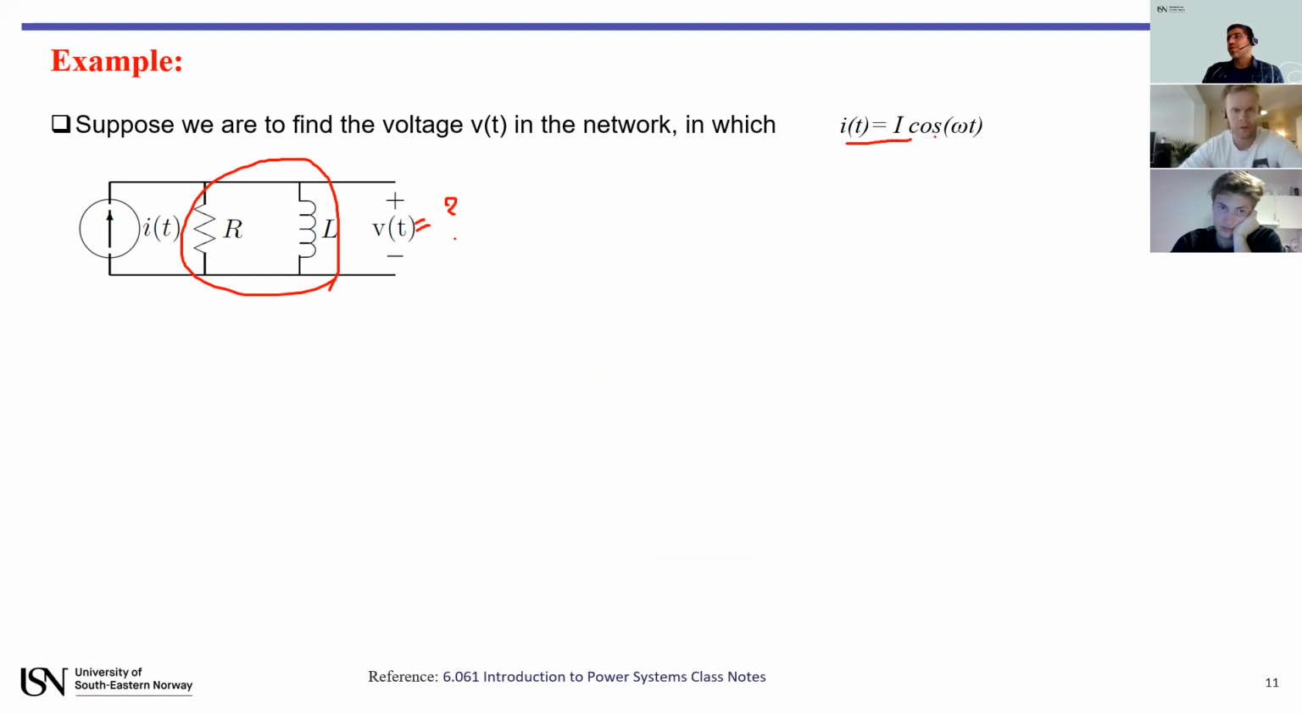the current source is a sinusoidal function of time. It's I cosine omega t. If it is the current source, what will be V? We want to calculate it in the phasor domain, the complex domain, during a steady state condition. All of them are equal.